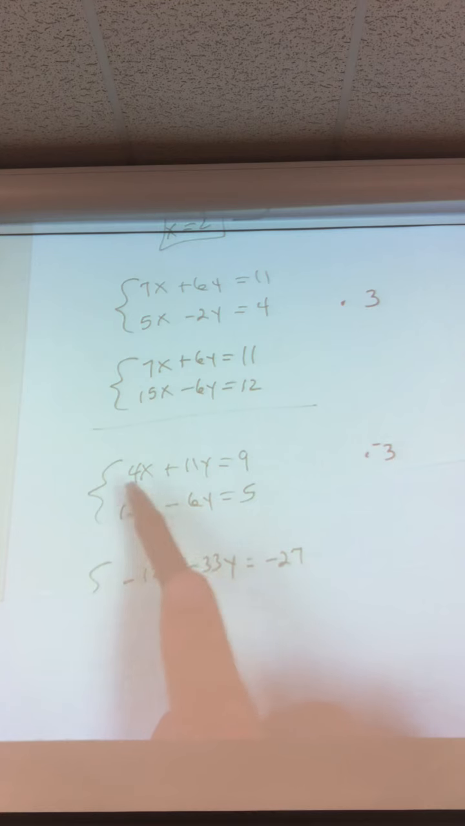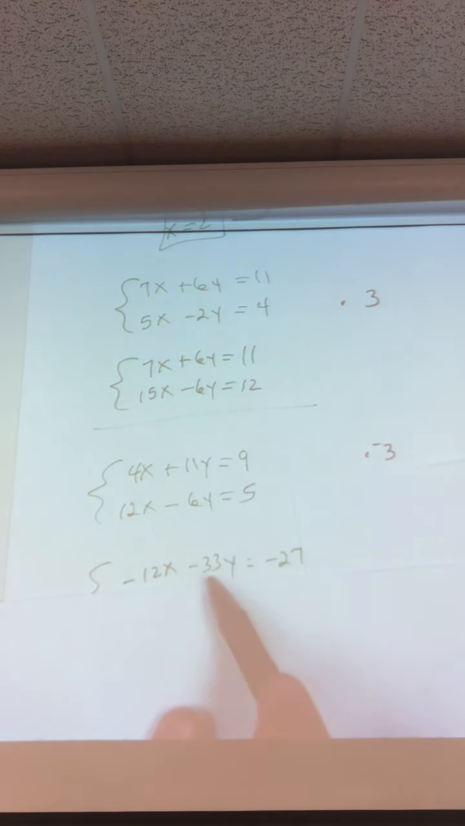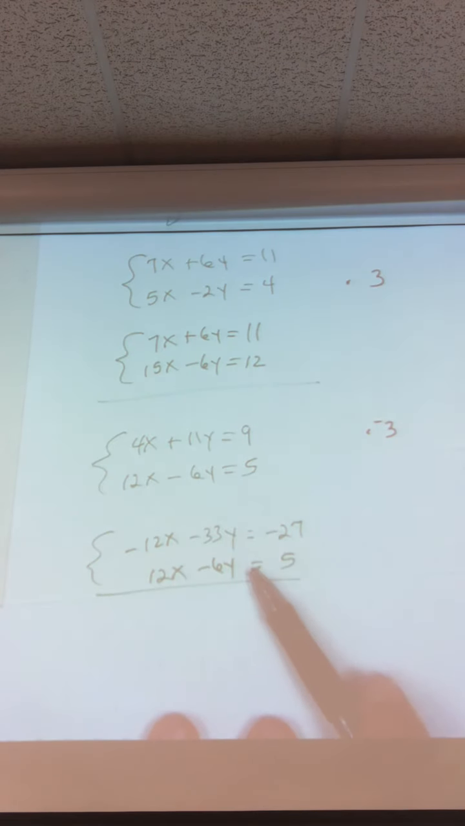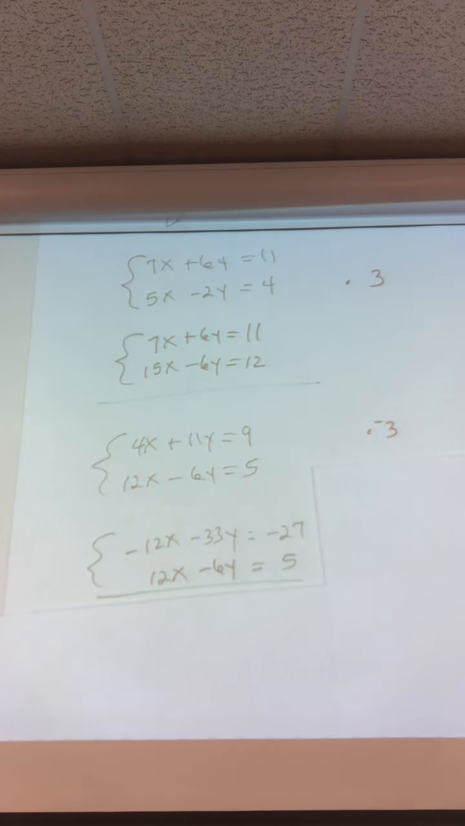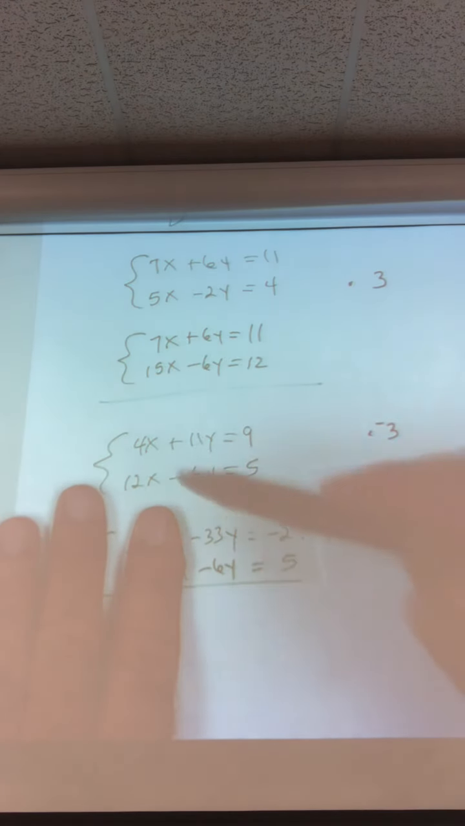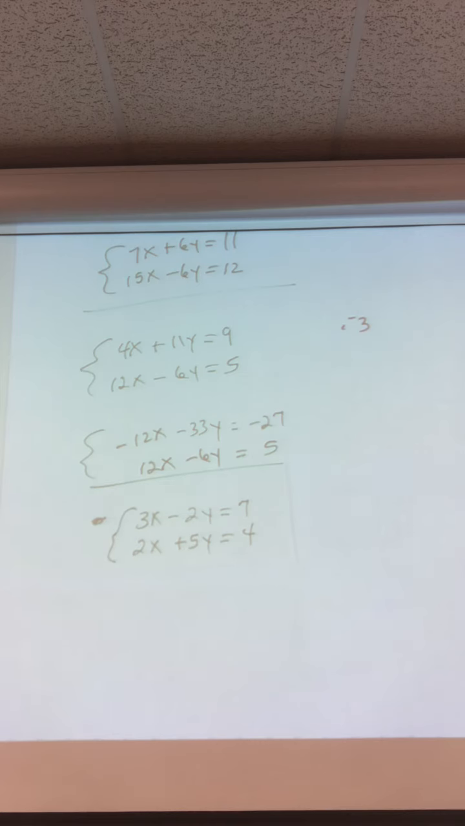So negative 3 times 4 is negative 12x. Negative 3 times 11 is negative 11, no, I'm sorry, negative 33y. And negative 3 times 9 is negative 27. Now, don't do anything to the bottom equation. Now, when you add these two equations together, your x variable will be eliminated. You can find y, and then take that number and plug it back in to find your x. Okay, let's do one more.